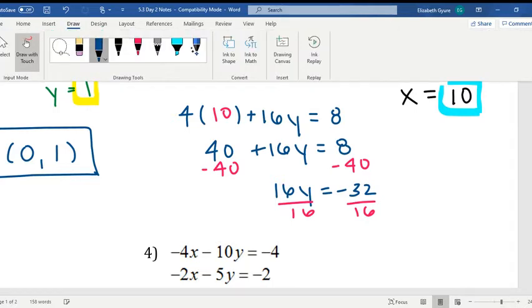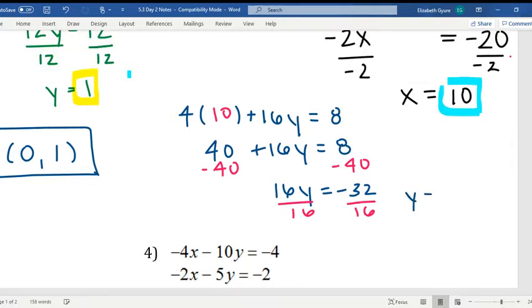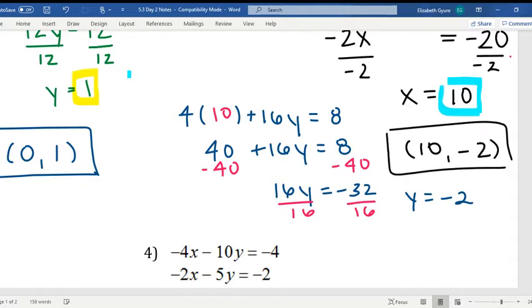What's a negative divided by a positive? Ooh, a negative divided by a positive. If you have one of each. A negative, good, Len. 32 divided by 16 is 2. And now we need to write our answer as a coordinate point. So that would be 10, comma, negative 2.